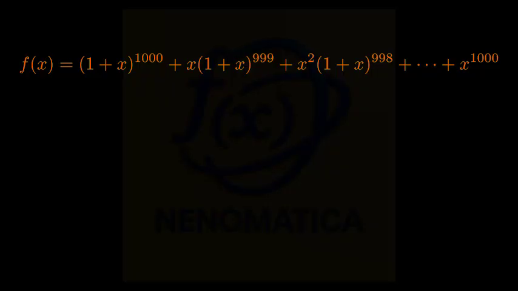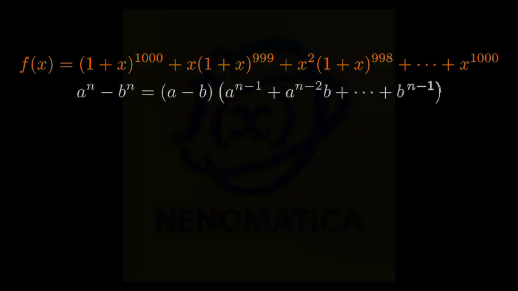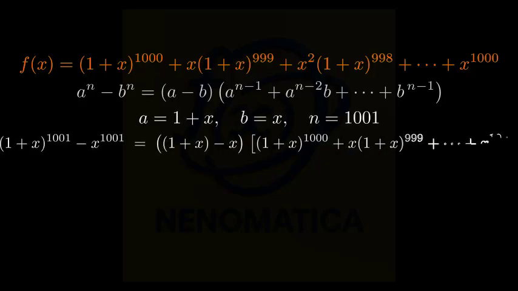The key is to recognize a geometric series hidden here. We will use the identity a to the n minus b to the n equals (a minus b) times the sum from k equals 0 to n minus 1 of a to the n minus 1 minus k, b to the k. We match terms by taking a equals 1 plus x, b equals x, and n equals 1001. With that choice, the long sum in brackets is exactly f of x.